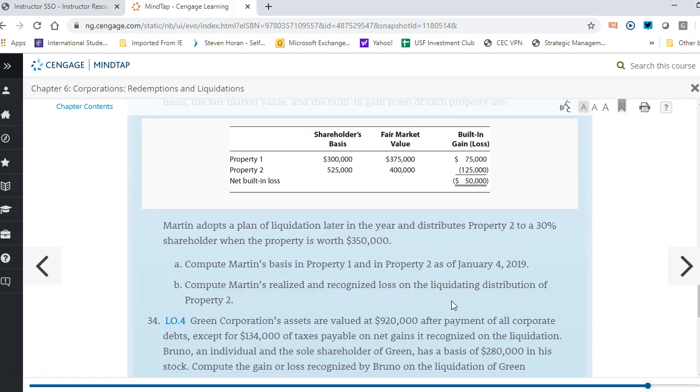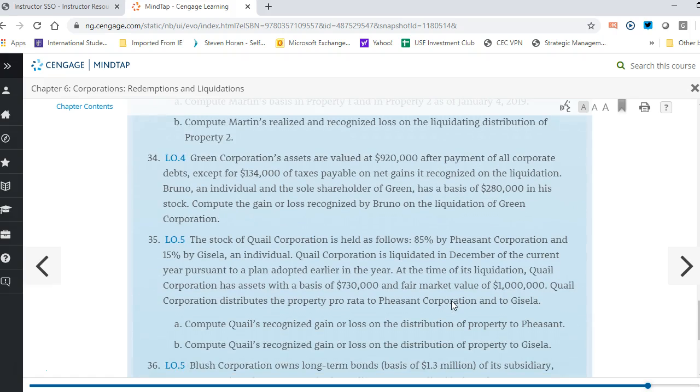I'm skipping 33, so we'll go down to 34. It says here that Green Corporation's assets are valued at $920 after payment of all corporate debts, except for $134 of taxes payable on net gains recognized on liquidation. Bruno, an individual and the shareholder of Green, has a basis of $280 in the stock. Compute the gain or loss recognized by Bruno on the liquidation of Green Corporation.